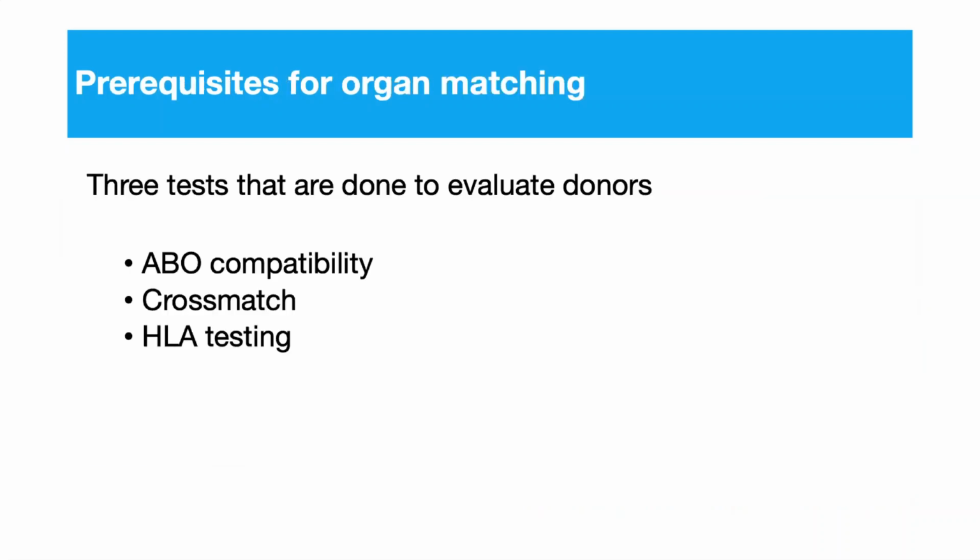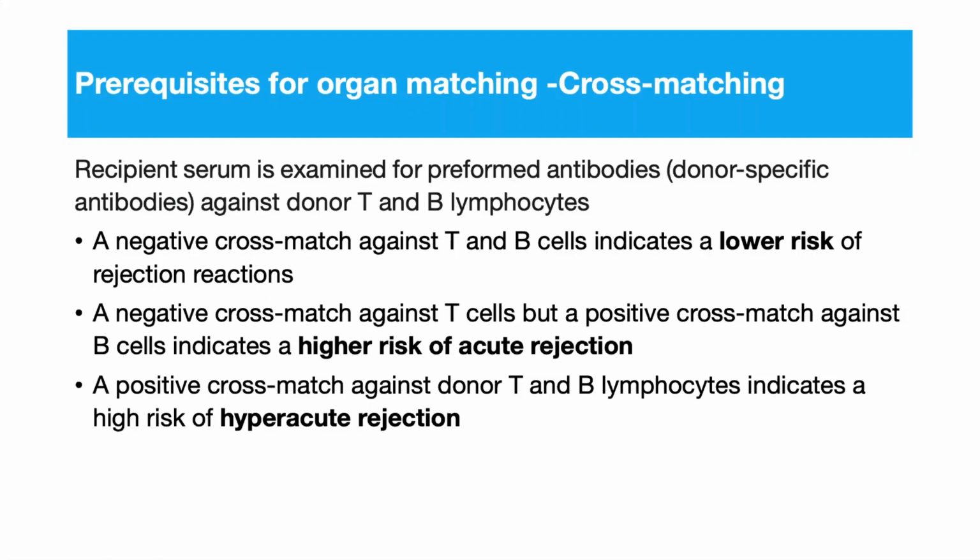With regard to prerequisites for organ matching, it is very important to know about compatibility. The recipient and donor should be ABO compatible, and there is also cross-matching of the serum to make sure there are no obvious antibodies present that can cause hyperacute rejection, and also the HLA testing, which I alluded to earlier, the six main genes that are involved in organ transplantation. Okay. With regard to cross-matching, by the way, with regard to ABO, ideally there should be ABO compatibility.